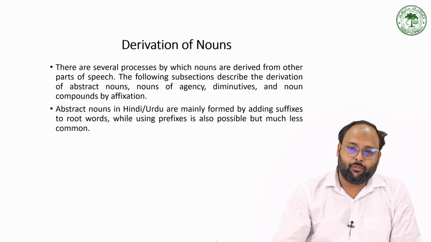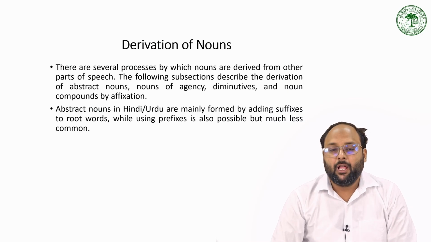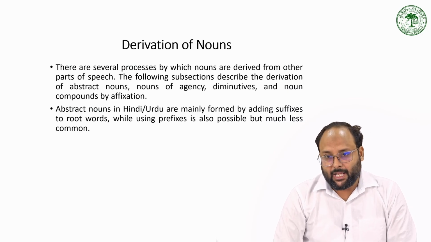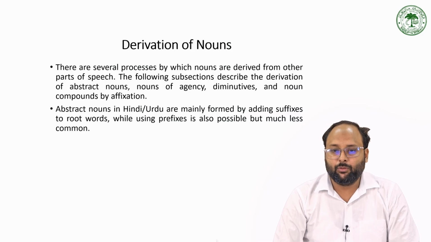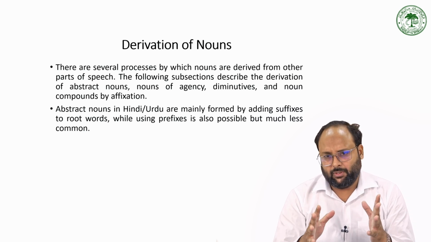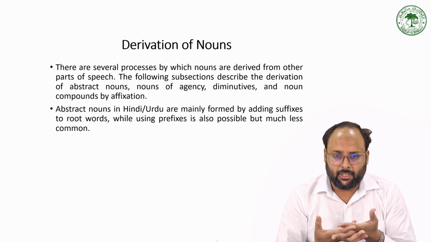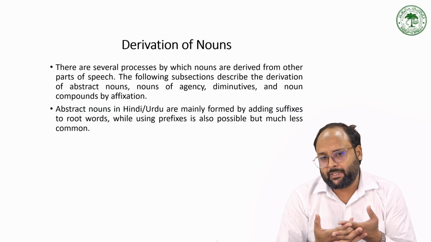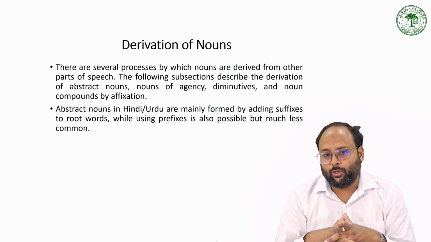And now we come to the derivation of nouns in detail. There are several processes by which nouns are derived from other parts of speech. The following subsections describe the derivation of abstract nouns, nouns of agency, diminutives, and noun compounds by affixation. Abstract nouns in Hindi Urdu are mainly formed by adding suffixes to root words, while using prefixes is also possible but much less common. So we have different processes, different rules, and different types of suffixation and prefixation to derive nouns in Urdu Hindi.